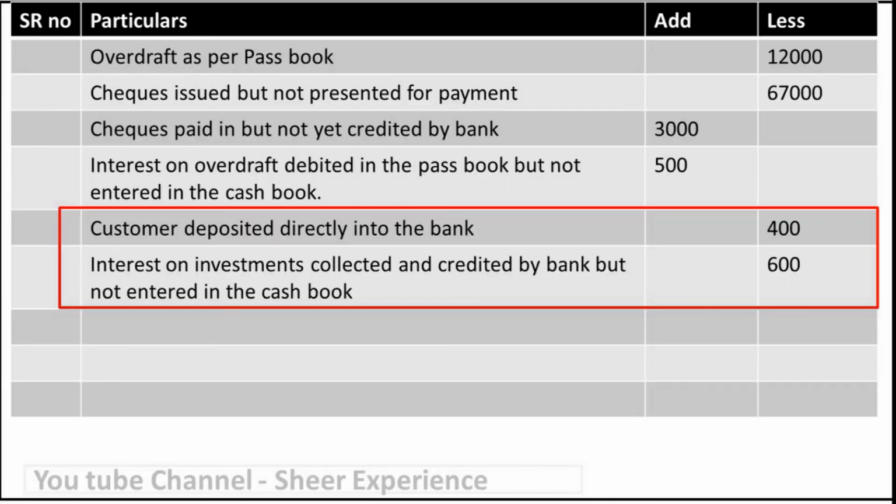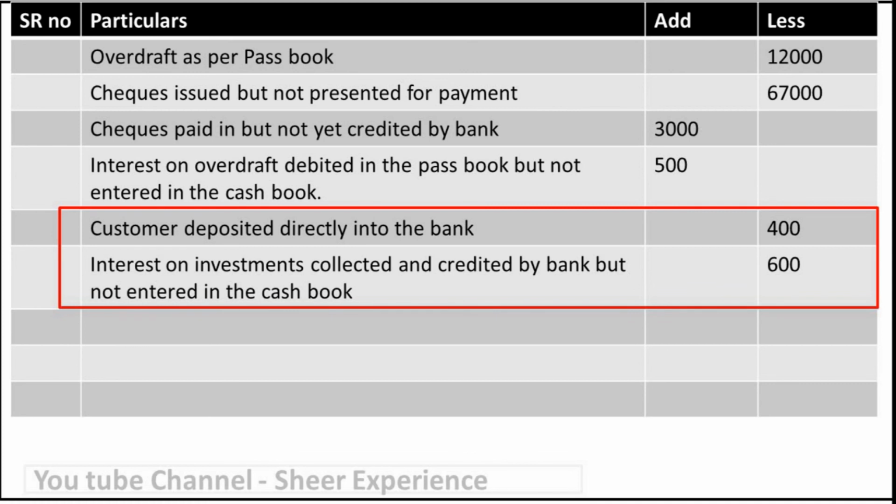400 will be mentioned in the less column and in the particulars column: customer deposited directly into the bank. And 600 will also be mentioned in the less column and in the particulars column: interest on investments collected and credited by bank but not entered in the cash book. So 400 plus 600 comes to 1000.